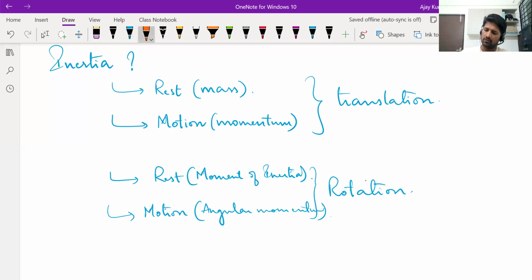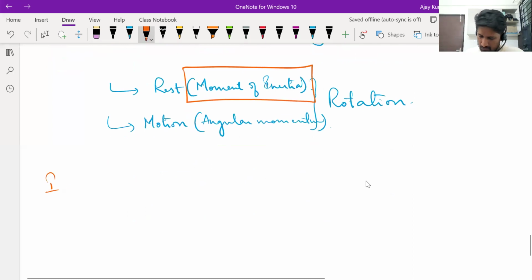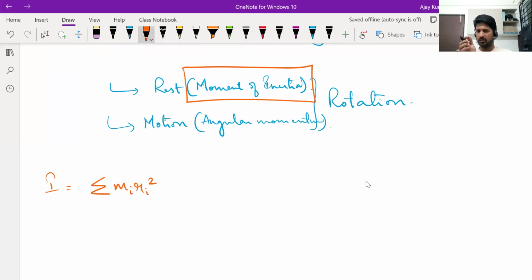So for now, what we are going to focus on is moment of inertia. So what's the basic formula? I is equal to sigma mi ri square, where mi is the mass of one of the particles of the system. Ri is the distance of that particle from the axis of rotation. Fine.